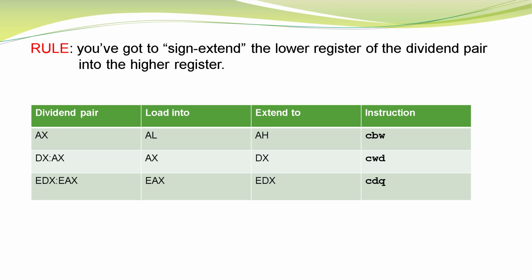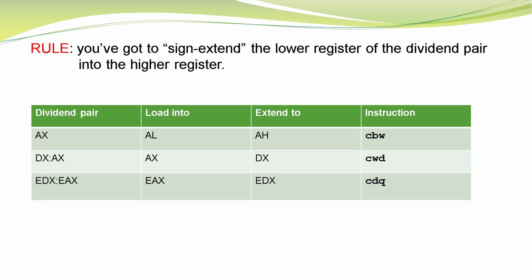The dividend, in other words, the number that's going to be divided, will always be a pair of registers. The lower register of that pair will be the number you really want to divide, and the higher register of the pair will just either be all zeros or all Fs, depending on whether the lower register is unsigned, signed, or positive. So here's what you do.